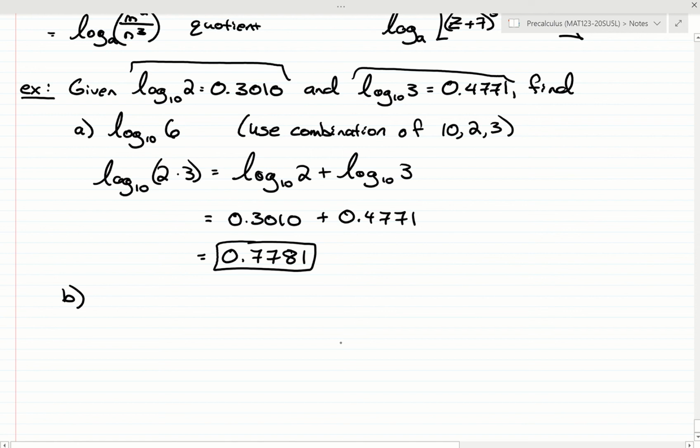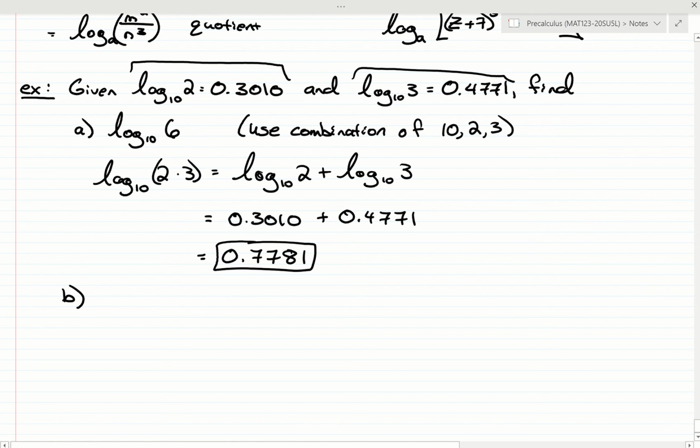Well, I know what the log base 10 of 3 is. Log base 10 of 3 is 0.4771. And I know log base 10 of 2. That's 0.3010. So if we just type this in our calculator, we should get the right answer. 2 times 0.4771 plus 0.3010. That comes out to 1.2552.